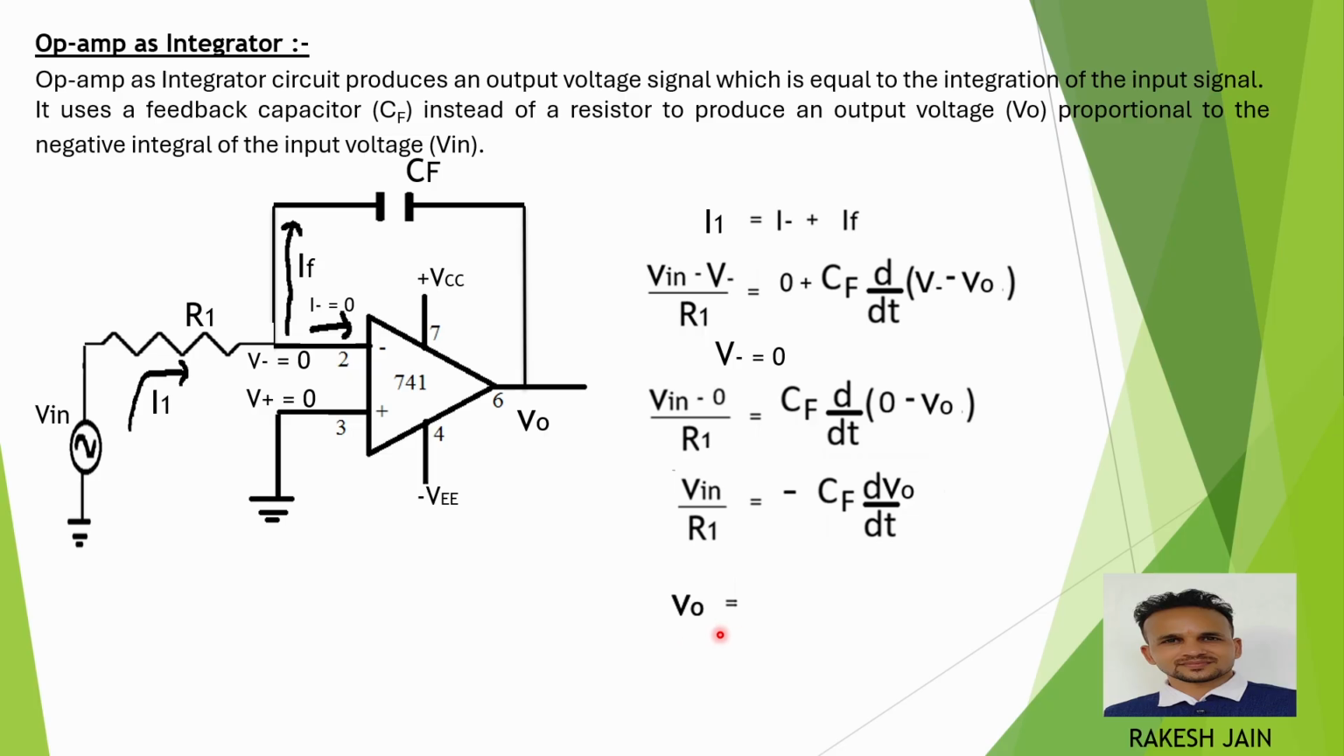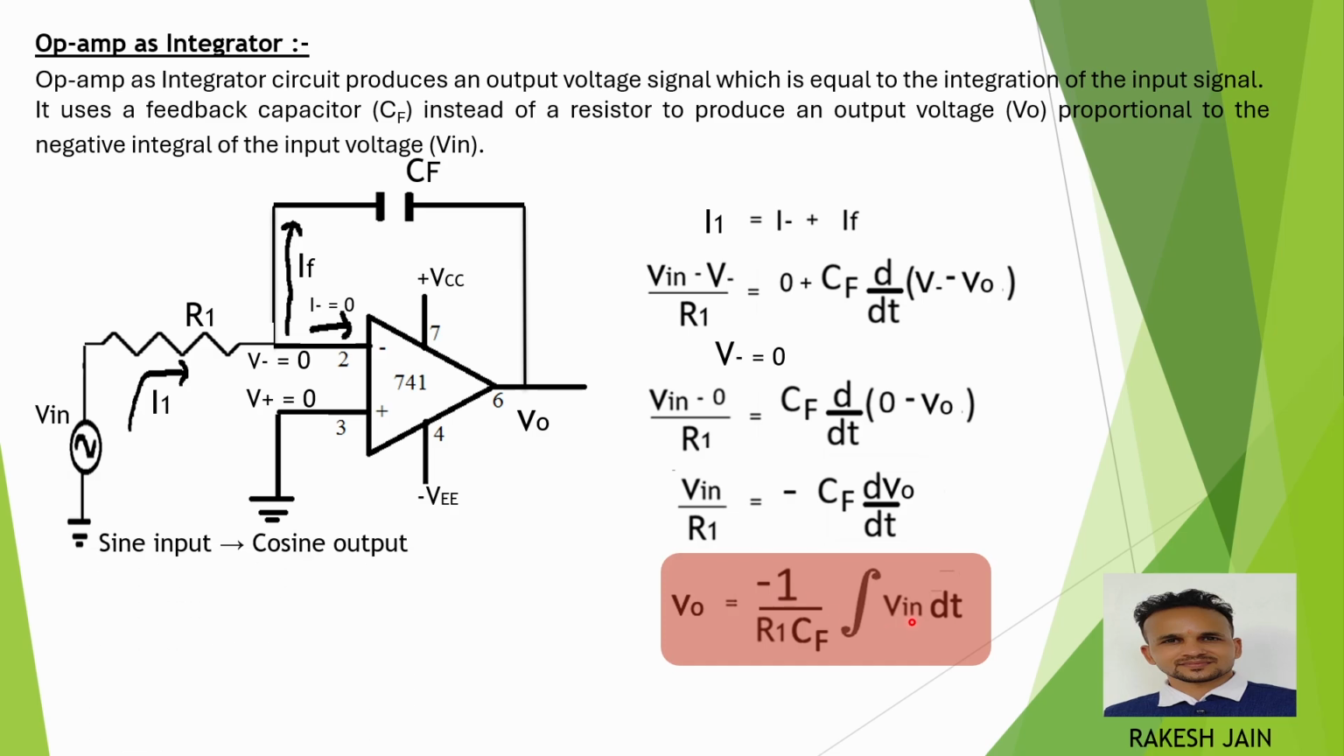From this, we will find the final expression of V node. V node is equal to minus 1 upon R1 CF times, and when the differentiation moves to this side, it becomes the integration of the input. So from this, we can consider the output is the integral of the input. This is my final expression.